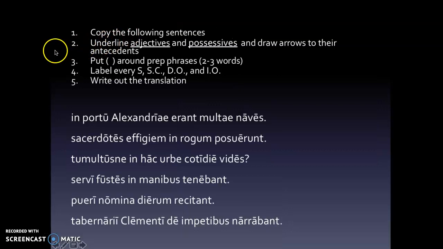Okay, go ahead and copy down these sentences. Underline any adjectives or possessives, and then draw an arrow to their antecedents. That just means the word that it's modifying. Put parentheses around any prep phrases. That could be 2 or 3 words. Label every subject, subject complement, direct object, and indirect object. Notice we're only focusing on nouns here. And then write out a translation.